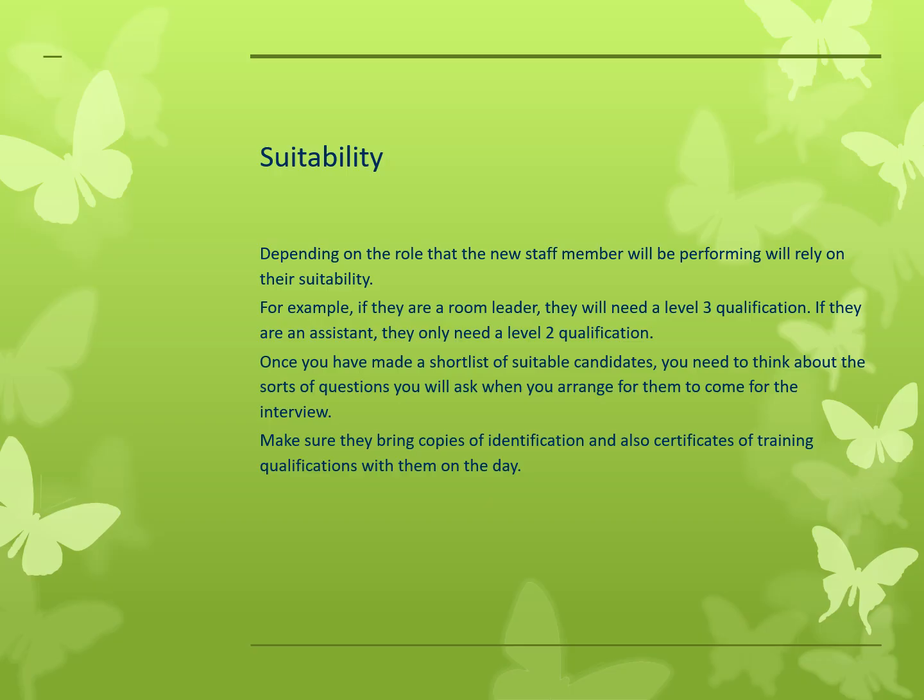Suitability. Depending on the role that the new staff member will be performing, will rely on their suitability. For example, if they are a room leader, they will need a Level 3 qualification. If they are an assistant, they will only need a Level 2 qualification. Once you've made a short list of suitable candidates, you need to think about the sorts of questions you will ask when you arrange for them to come for an interview. Make sure that they bring copies of identification and also birth certificates and certificates of training qualifications with them on the day.